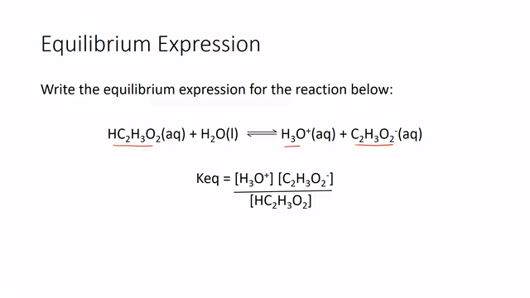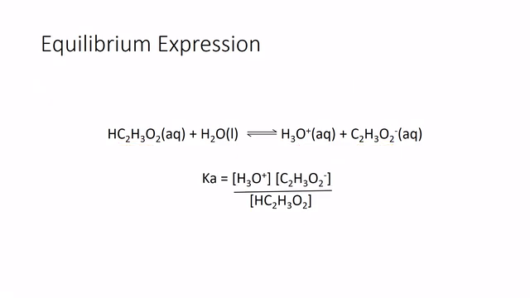Note that I did not include the water because water is a liquid. We only include substances that are either gases or aqueous. Now, because this is an equilibrium expression specifically for an acid, from this point forward we are going to refer to it as a Ka, or the acid dissociation constant.